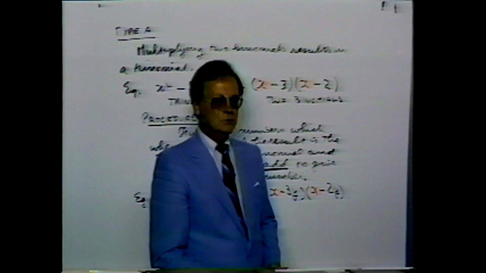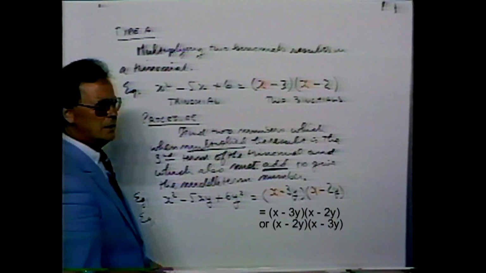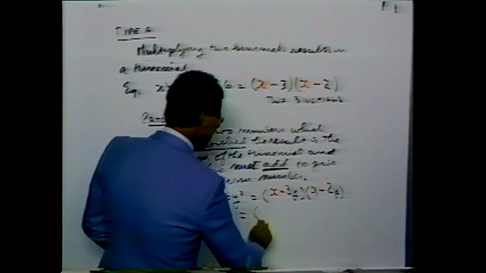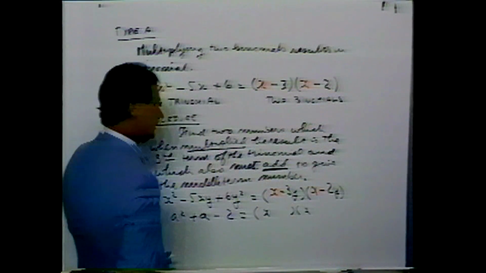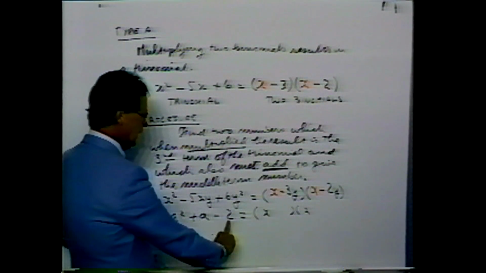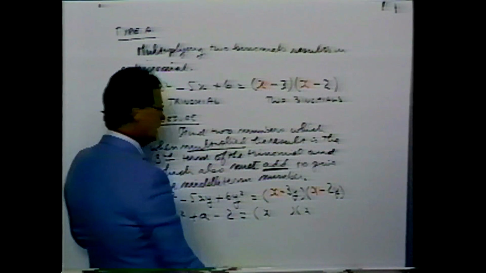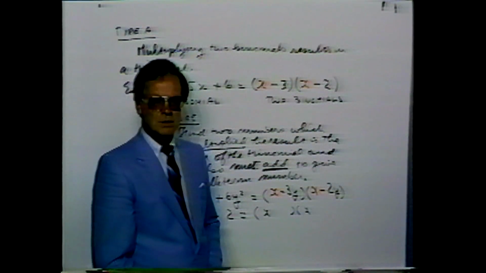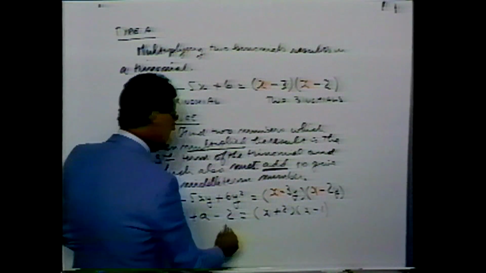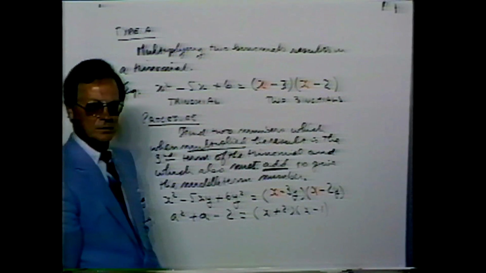Let's do the remaining two examples which I gave you earlier. A squared plus a minus 2. We know that'll be a times a in our two binomials. Find two numbers which, when multiplied, give minus 2 and add to give plus 1, the middle term number. How about plus 2 and minus 1? Plus 2 and minus 1 multiply to give minus 2, and they add to give plus 1, the number in front of a.